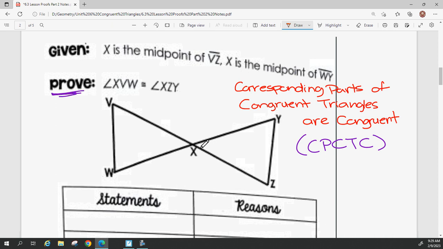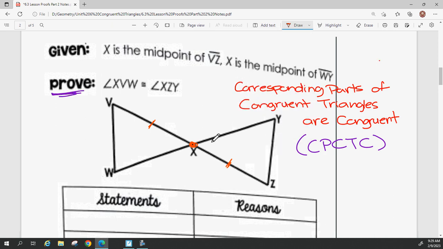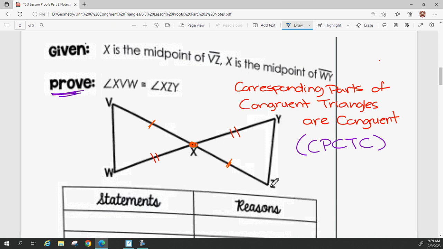I know that X is the midpoint of VZ, that is this big segment. If X is the midpoint, like we discussed before, the pieces that X splits up should be congruent to each other, because if it's right in the middle, VX and XZ should be the same length. We're also told that X is the midpoint of WY, so these two are congruent. And there's something we haven't been given but we know is true because we've been looking at these for several lessons: vertical angles are always congruent.